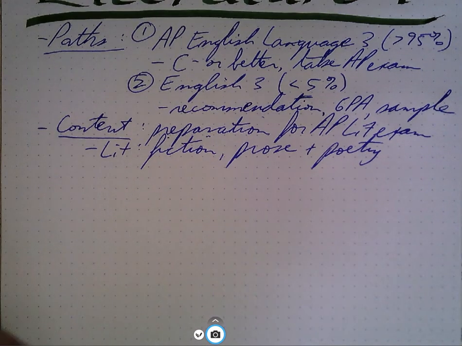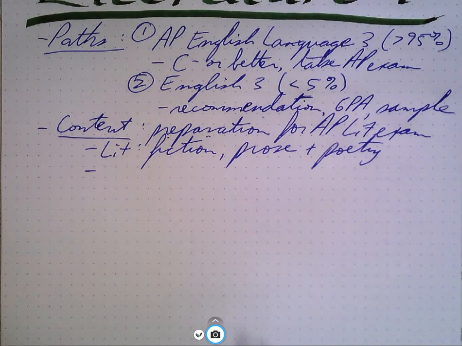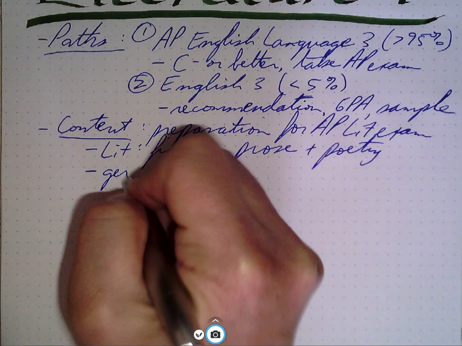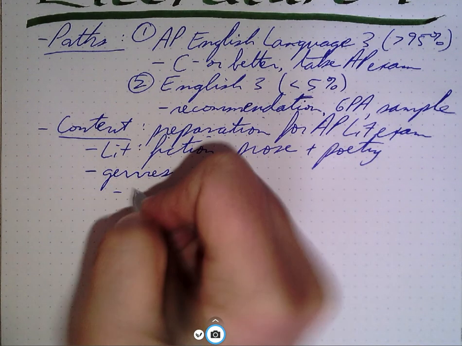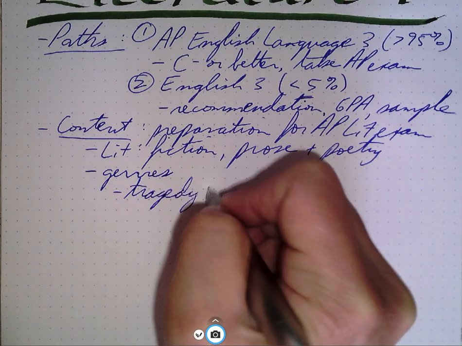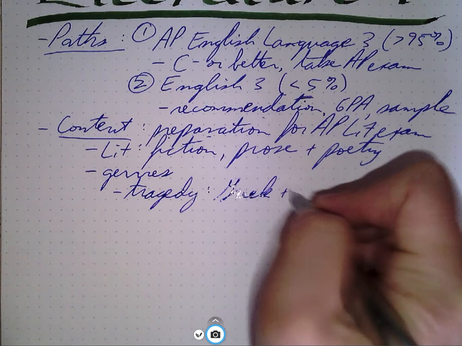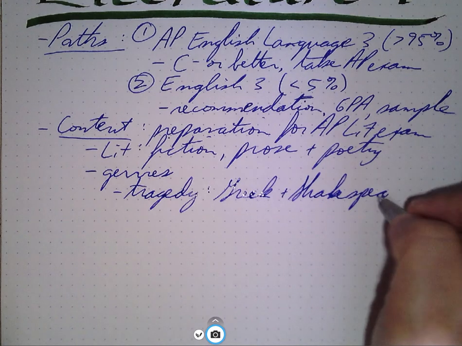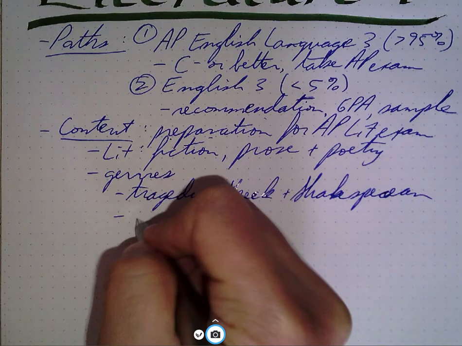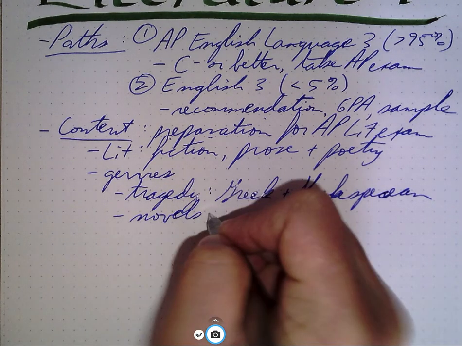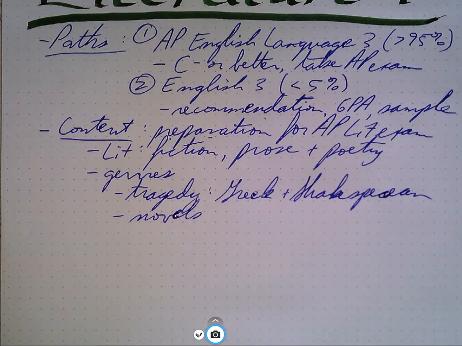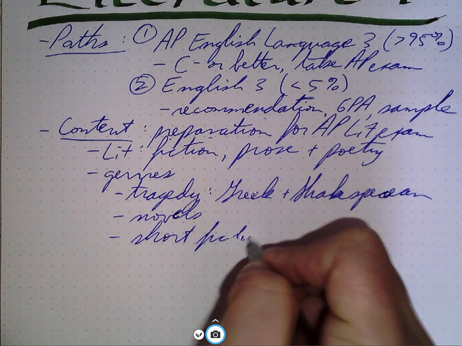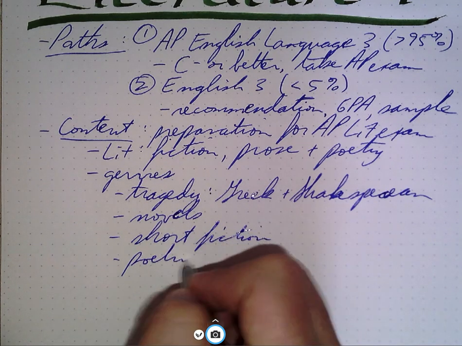Okay? So, what you can expect in our specific classes, this varies by teacher and by year, but in terms of the genres you will be reading, you can expect to read at least one tragedy. Usually that includes both a Greek tragedy and a Shakespearean tragedy. Okay, we will also read novels, both contemporary and older novels, and we do a great deal of short fiction and a great deal of poetry. Okay.